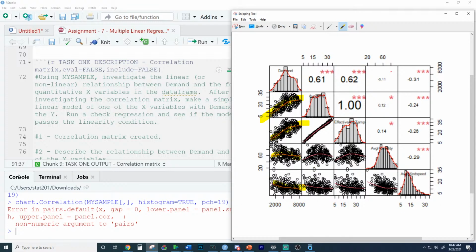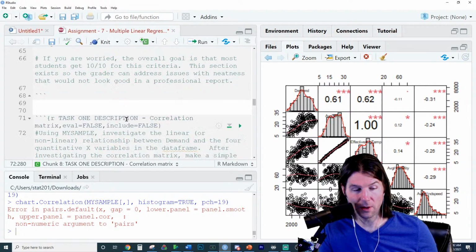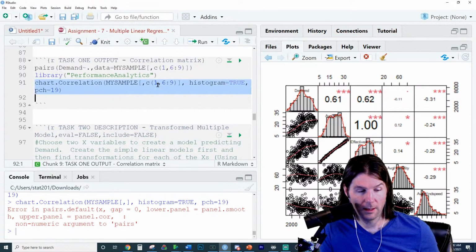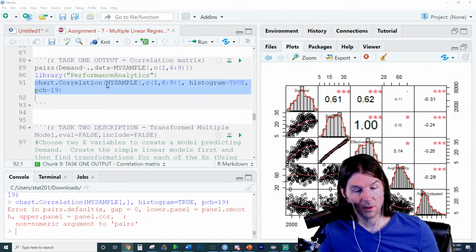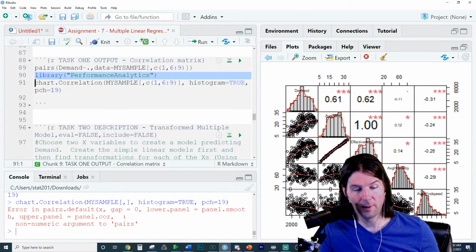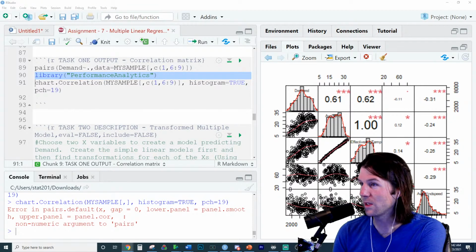If you want this output, let me drop it in the chat. To get this output, make sure to install the package that it comes from. It'd be a little hard to get this wrong now. So there's the code. It's chart.core from the PerformanceAnalytics package. So you can put this in there if you want.